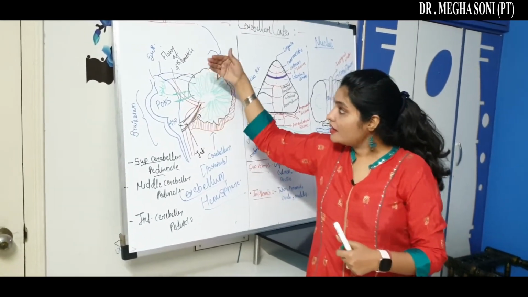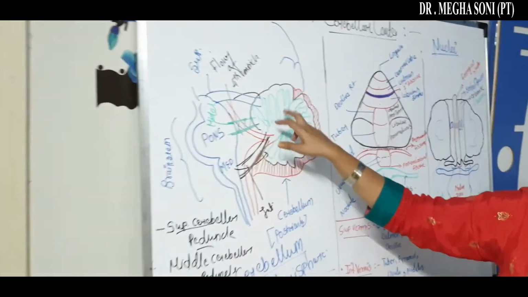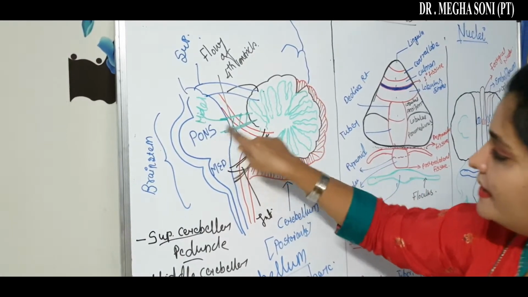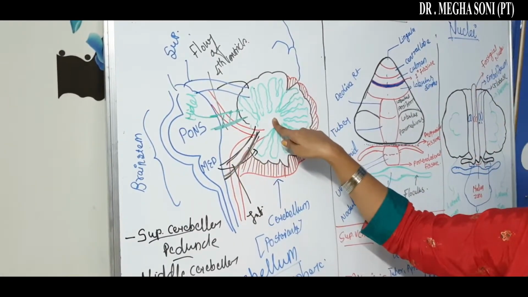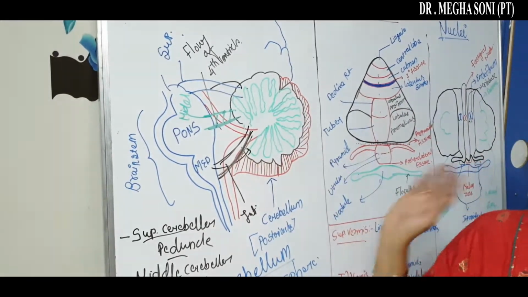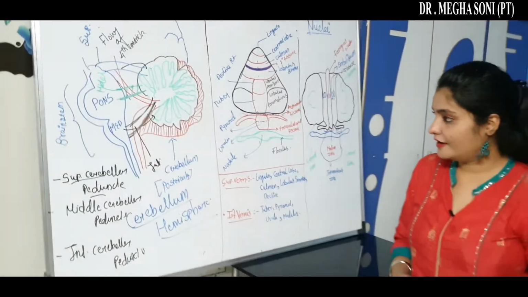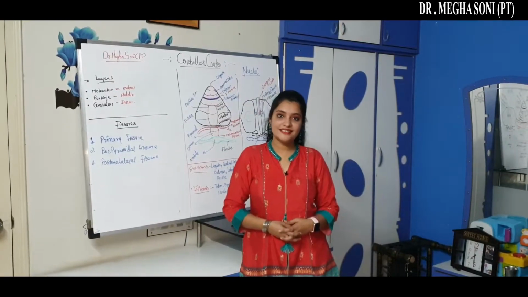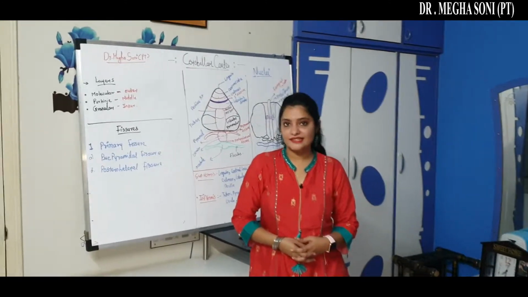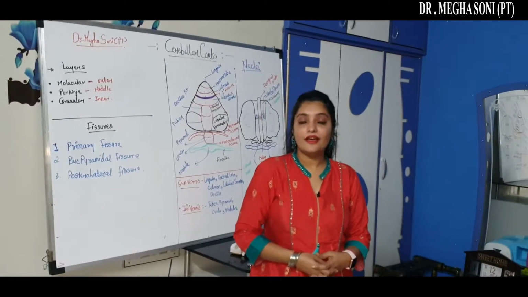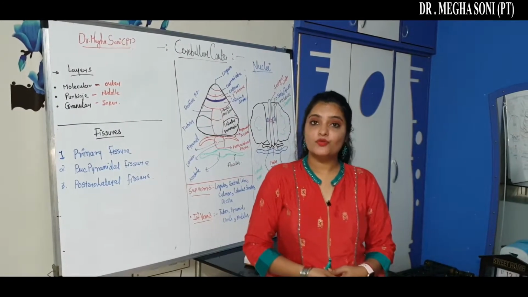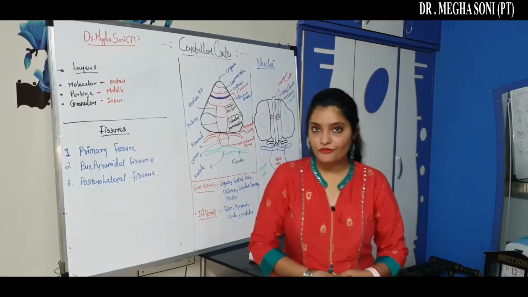There are three peduncle, superior, middle and inferior. Superior connects midbrain to cerebellar cortex, middle connects pons to cerebellar cortex and inferior connects medulla oblongata to cerebellar hemisphere. Fine. Now let's see the parts of cerebellar cortex. As we have discussed, the cerebellar hemisphere are connected with each other through the vermis. So first I'll teach you the parts of vermis.